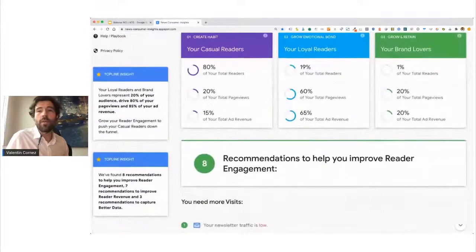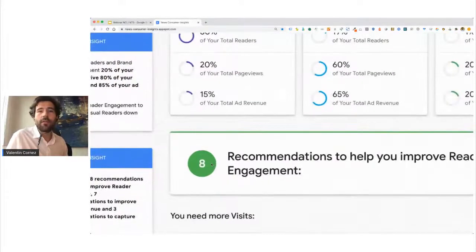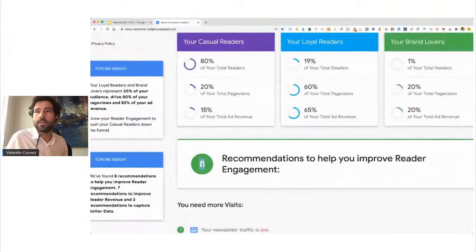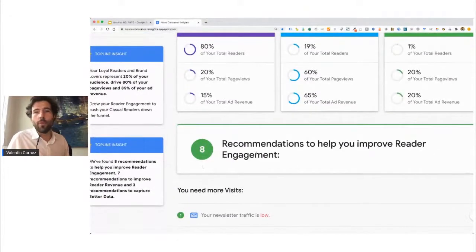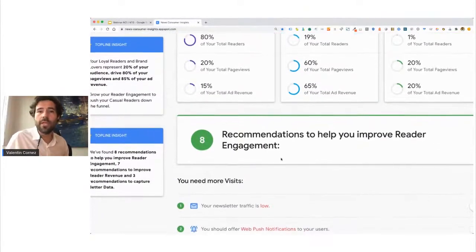So we're going to start with reader engagement. We're going to give you a lot of recommendations on how to improve reader engagement and get users down the funnel. The number that you're seeing here is dynamic. Right now for that publisher, it's 8, but it could be 5, could be 2. This number will change based on your GA data. So let's take a look at that publisher. 8 recommendations to help you improve reader engagement.